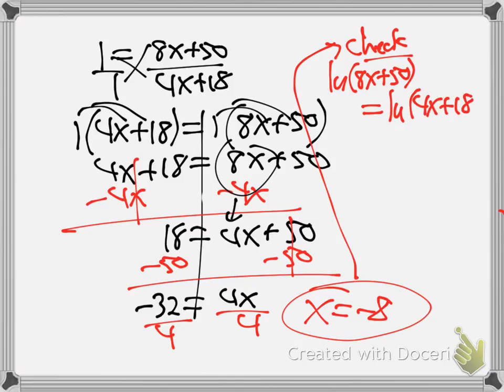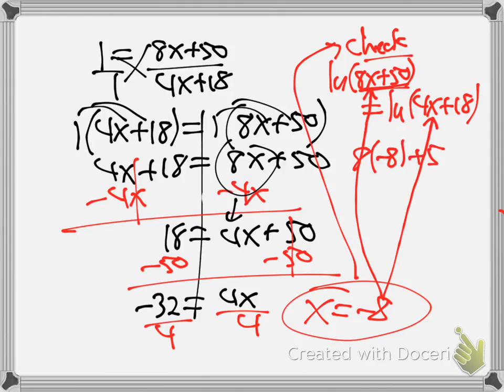4x plus 18. That means x equals negative 8 if plugged in cannot make the inside of any log negative. Let's plug it in. Put that negative 8 in right there and put that negative 8 in right there. If you put it in right there, 8 times negative 8, that's the inside, right, is negative 64 plus 50. Oh, it's negative. So forget it. It's out.